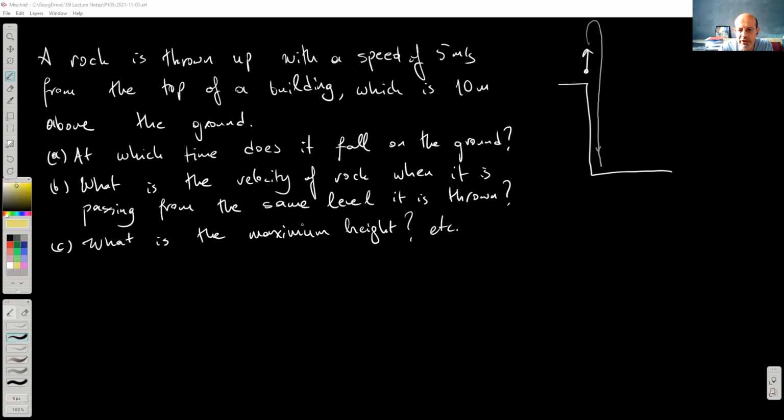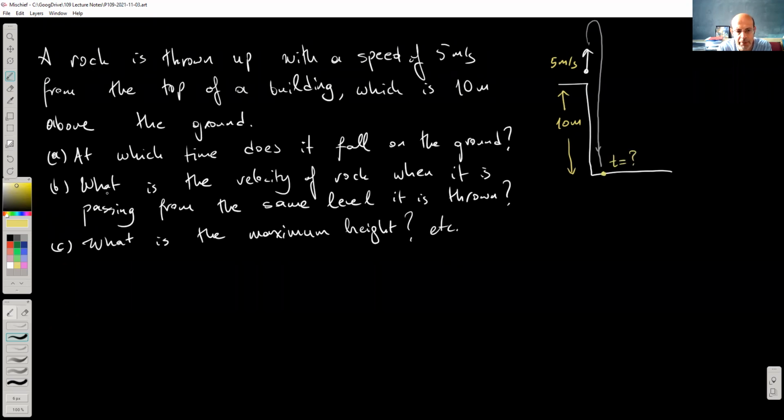But I'm just going to illustrate a few points in here. A rock is thrown up with a speed of 5 meters per second, from the top of a building, and the building is 10 meters above the ground. And the question is, at which time does the rock fall on the ground? So we are asking for that time in here.